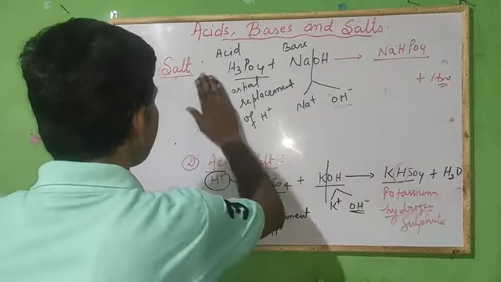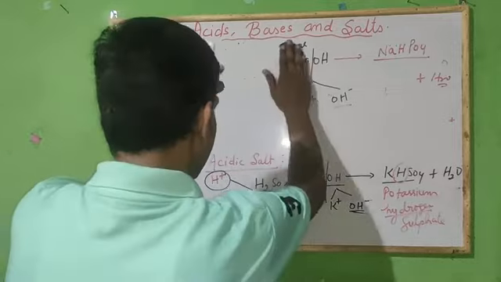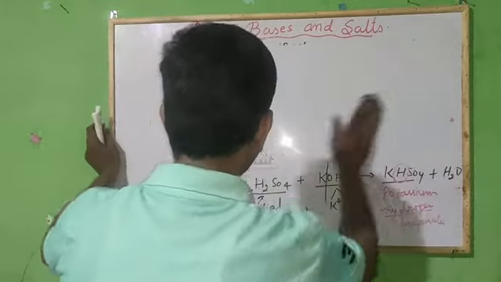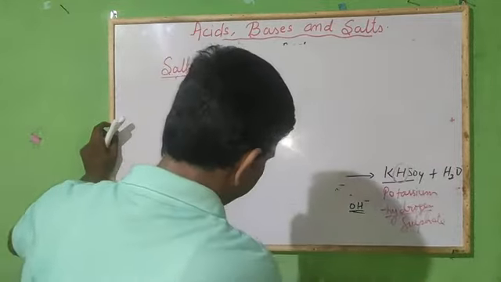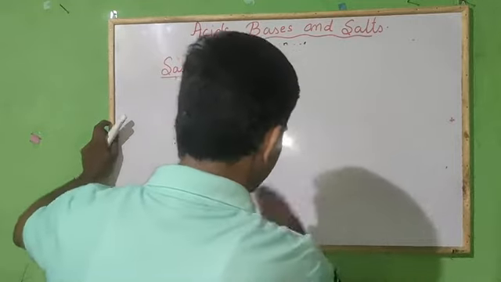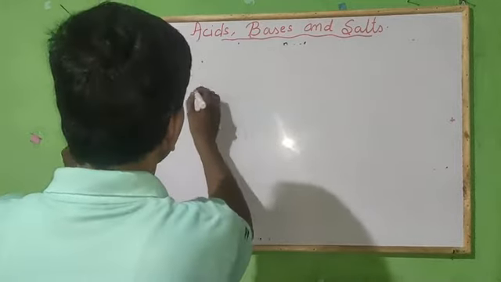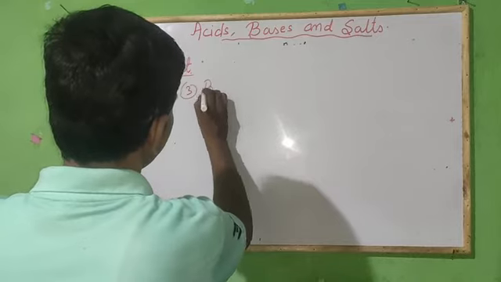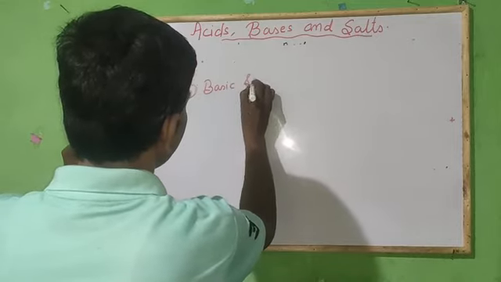Now come to the next type of salt, that is basic salt. Clear? So the third type of salt is basic salt.